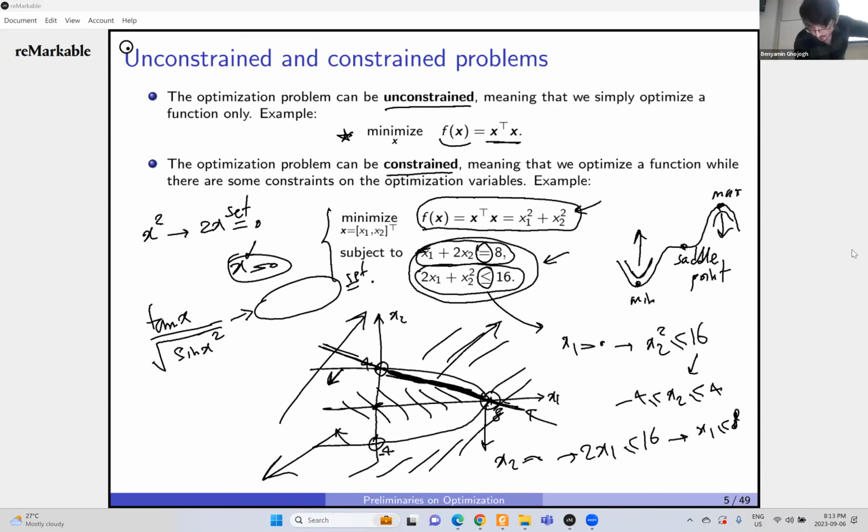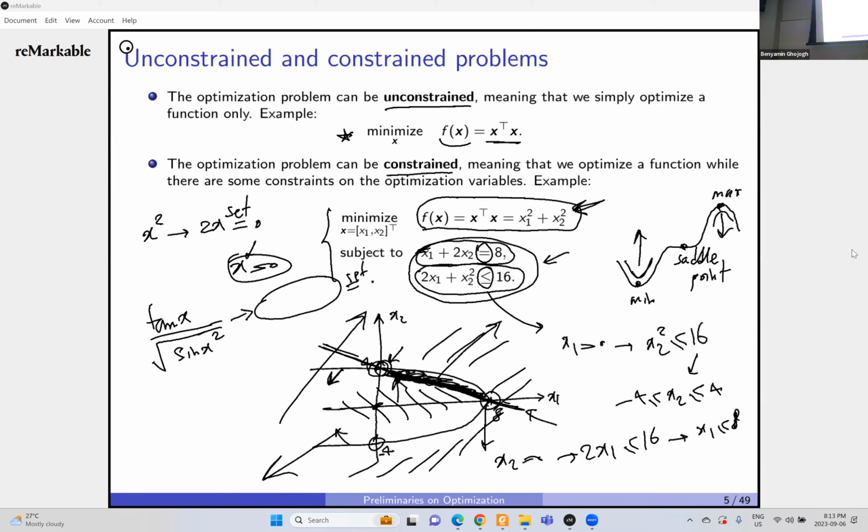Therefore, we can solve it, and in one of these points here, this is minimized. I think if we solve it, you will find some point close to here. So one of these points. Okay. That was just an idea for you to understand what constrained optimization is.